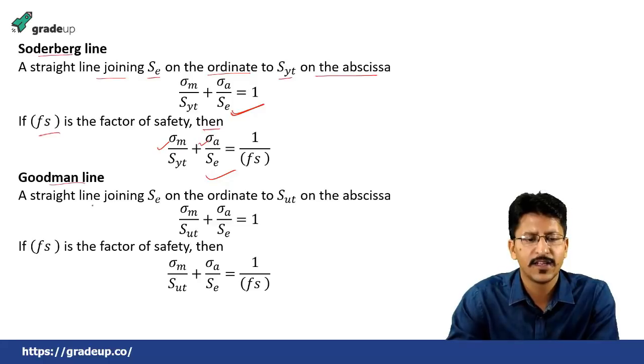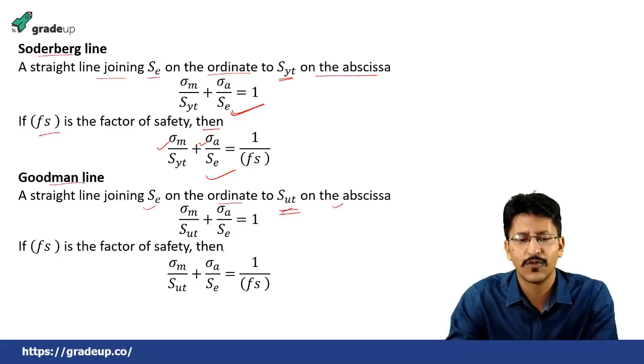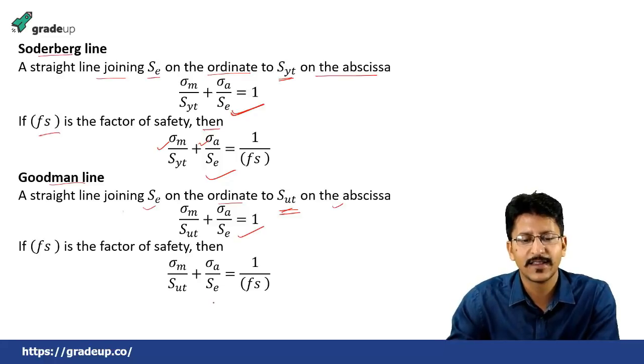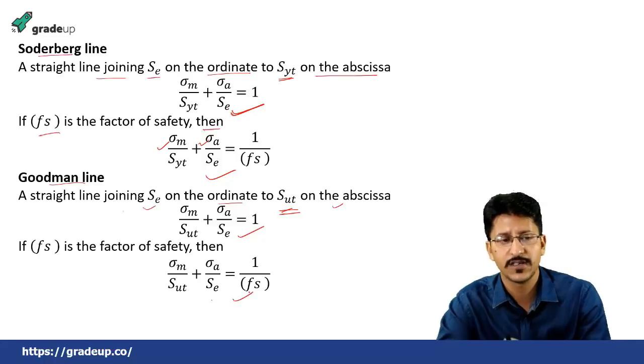For the Goodman line, it is the straight line joining SE on the ordinate and SUT on the abscissa. Here it was SYT, here it is SUT on the abscissa. Other points are the same for the Goodman and the Soderberg line. So the equation is like this, and in case of factor of safety, the equation changes this way.